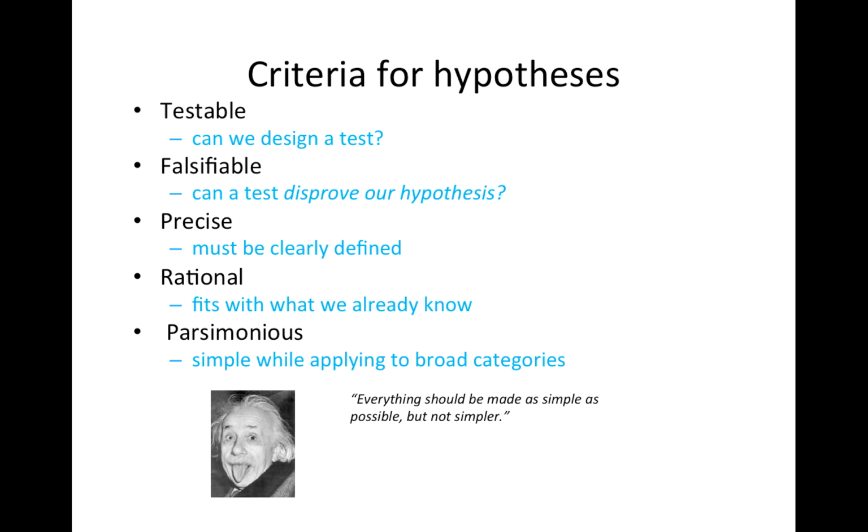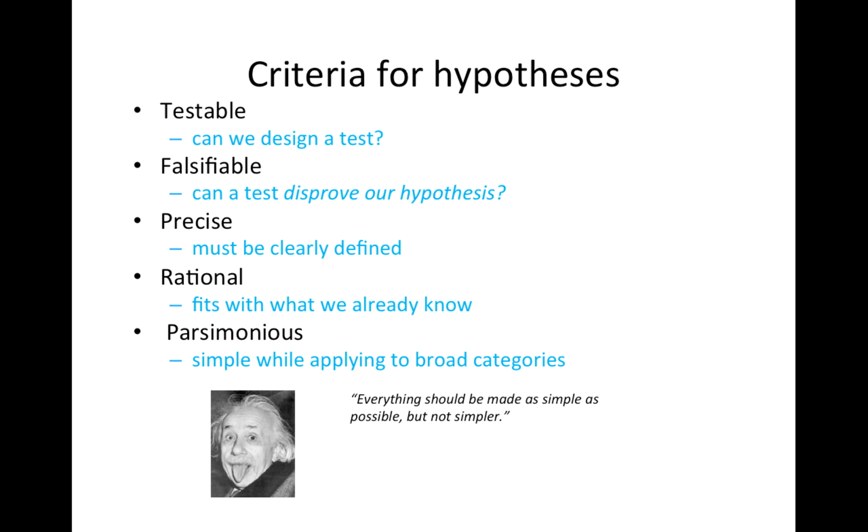Third, your hypothesis should be precise. So your variables need to be clearly defined. That's something we're going to talk a lot more about in future chapters. So you need to come up with an operational definition of your variables, so it's very clear what you're trying to measure. And then next, you want to make sure that your hypothesis is rational, meaning that it actually fits with what we already know about the world.